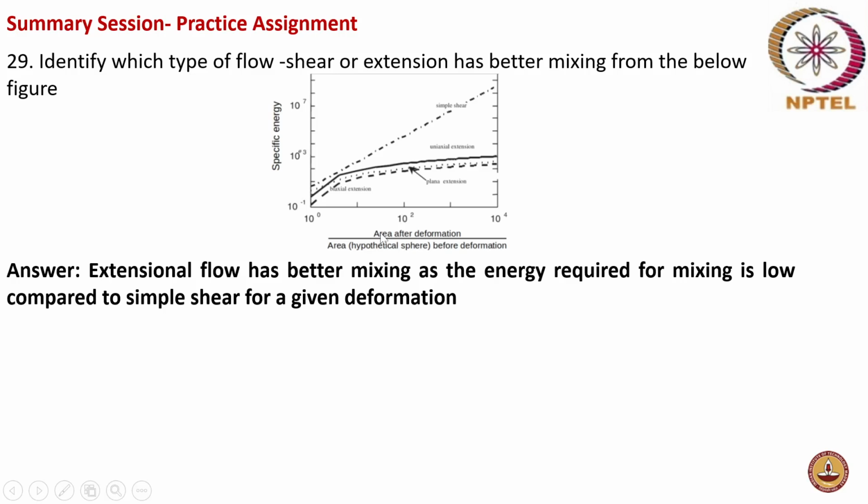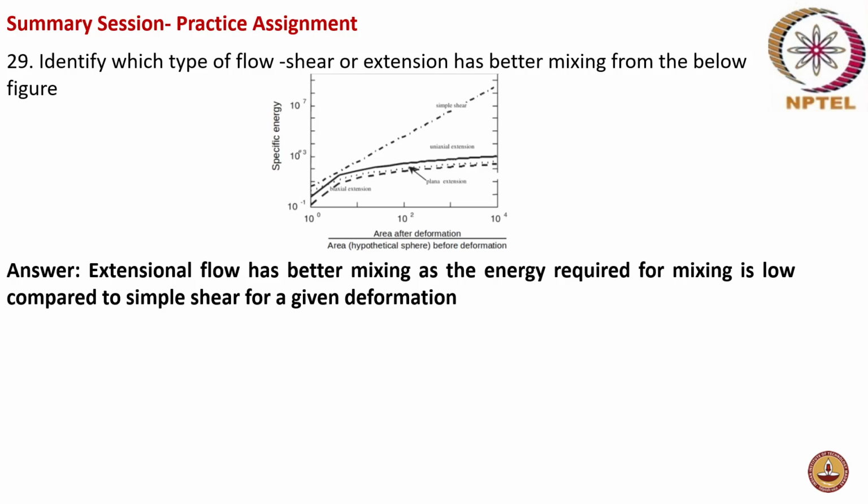For example, the area after deformation means that after the material starts deforming, there will be an area increase. If you look at 10 power 2 as the area after deformation and compare the energy, drawing a horizontal line to the specific energy, you can see that in uniaxial or biaxial extension the energy required is less, whereas simple shear for the same amount of deformation requires much more energy.